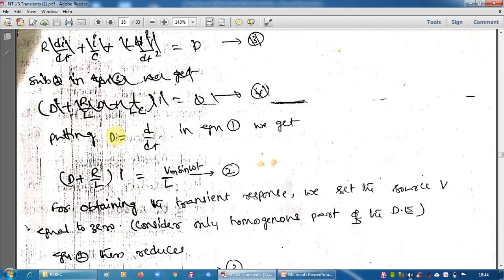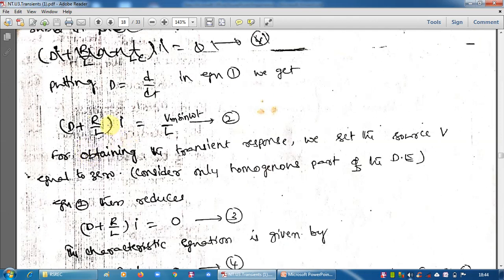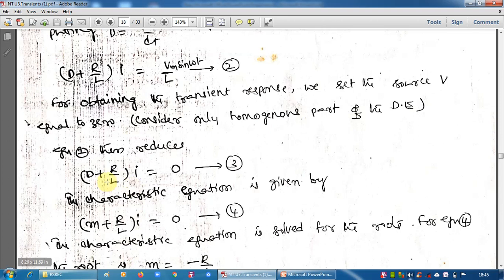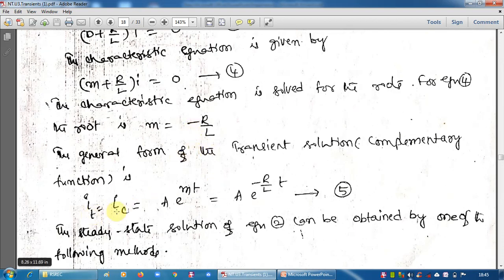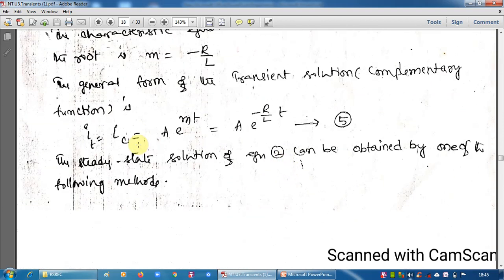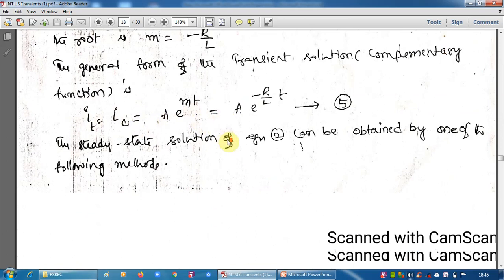Now as before, by writing d by dt equal to D, the equation takes this form: D plus R by L I equal to Vm sin omega t by L. Previously here it is only V by L. Now it is Vm sin omega t by L. That is the difference. Now to determine the transient response, we consider no source. That means we solve only the homogeneous part of this equation, that is D plus R by L I equal to 0. This is same as before. It has only a single root, minus R by L. If it has a single root, then the form of the solution will be A e power mt, or A e power that root, minus R by L, so A e power minus R by L t. This is the transient part of the solution, same as the DC case.